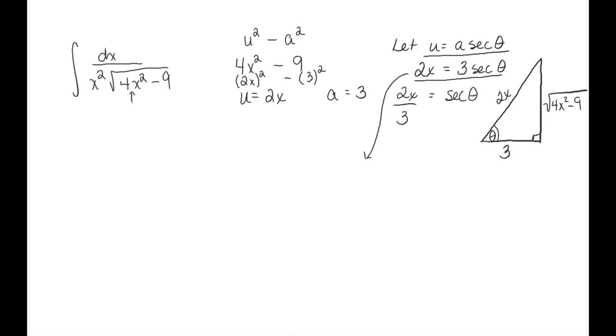I'm going to go back and look at my integral. It's got an x squared in it that I'm going to have to deal with. It's got this square root that I'm going to have to deal with, and it's got the dx. So let's start by solving this thing for x. x is 3/2 secant theta. That means we should be able to plug in for our x squared. We should be good there. And we should be able to get our dx. dx is 3/2, derivative of secant is secant tangent.